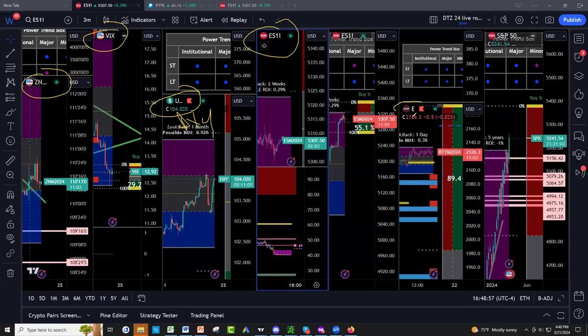But usually I have the Russell, the SPX, and this should be the NQ. So if I have all of that, and I specialize in trading ES, SPX, or the SPY options, I have everything that I need. I have all the charts that I need here to make great day trading decisions.